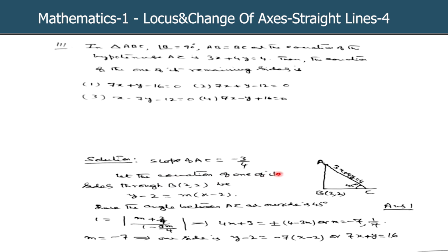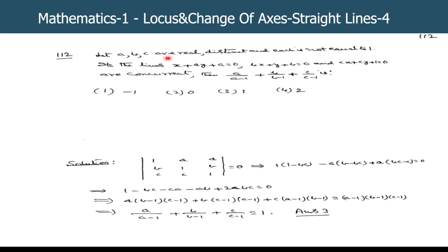So the equation of one of its sides through B (2, 2) is y minus 2 is equal to m into x minus 2. Since the angle between AC and one side is 45 degrees, because it's a right angled isosceles triangle, 1 is equal to modulus of m plus 3 by 4 by 1 minus 3m by 4, which gives the values of m as minus 7 or 1 by 7. m is equal to minus 7 implies one side is y minus 2 is equal to minus 7 into x minus 2, or 7x plus y is equal to 16.